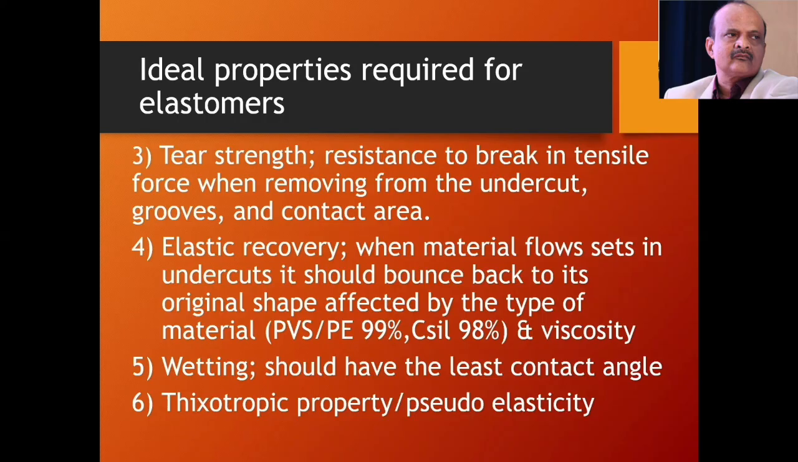This particular elastic recovery is affected by the type of material. Polyvinyl siloxane and polyether have got 99% elastic recovery, whereas condensation silicones have got around 98% of elastic recovery. And depending on the viscosity, the higher the viscosity, the less is the elastic recovery. That is why, to minimize the effect of elastic recovery, block out the undercuts before making an impression.